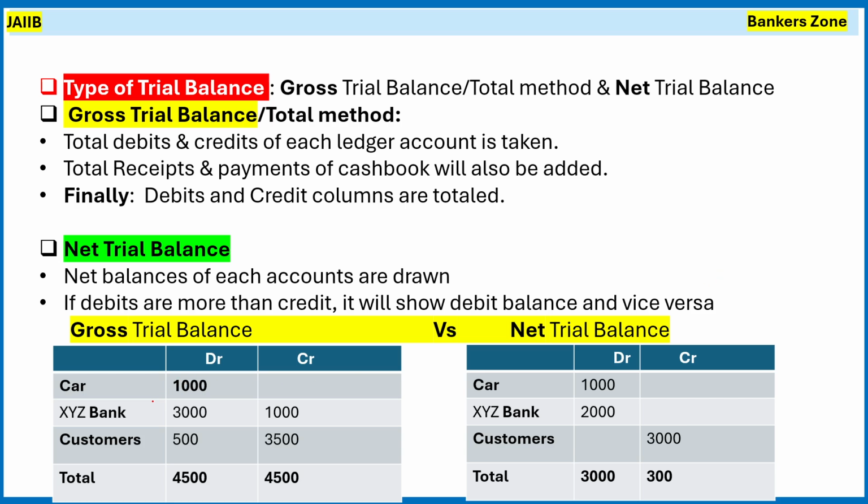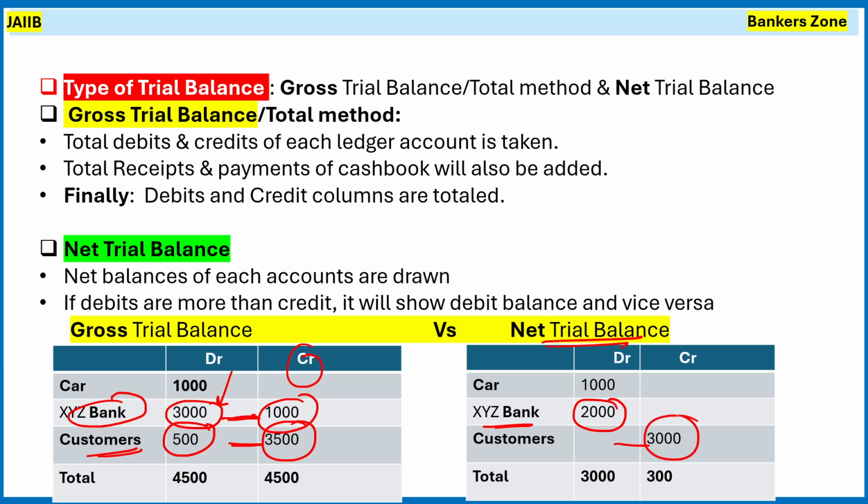See here. In case of XYZ bank, debit is 3000 and credit is 1000. So in case of net balance, what is more? Debit is more by 2000, so only debit has been taken. Got it? So here in case of customers, 500 is debit, 3500 is credit. So what is the difference? The difference is 3000, credit is more, so only credit is being taken.